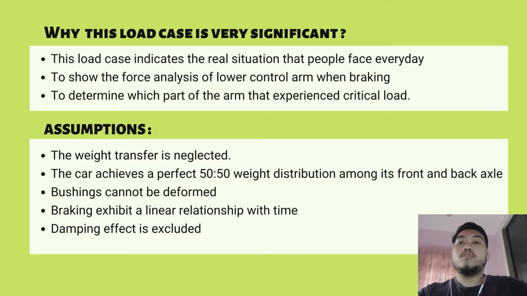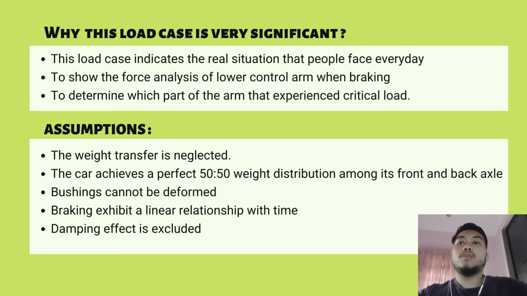We can also see the force analysis on the lower control arm, especially when the braking load is applied. Lastly, this load case is significant because it helps us determine which part of the lower arm experiences the most critical loading. Note that a few assumptions are made for this project, and one of them is that weight transfer will be neglected. The car achieves a perfect 50-50 weight distribution among its front and back axles. Bushings cannot be deformed. Braking exhibits a linear relationship with time, and the damping effect is excluded.